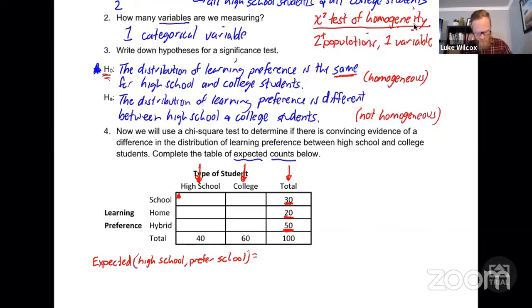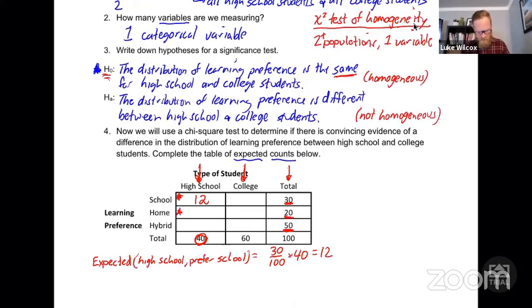So in this first position here, we know 30% of those high school students would prefer school. So the calculation would be 30%, or I'm going to write that as 30 out of 100, of all the high school students sampled. Well, we sampled 40 high school students, and 30% of those 40 high school students would tell me that we expect that 12 of them would say that they preferred school. So let's go ahead and write that in as our first expected value.